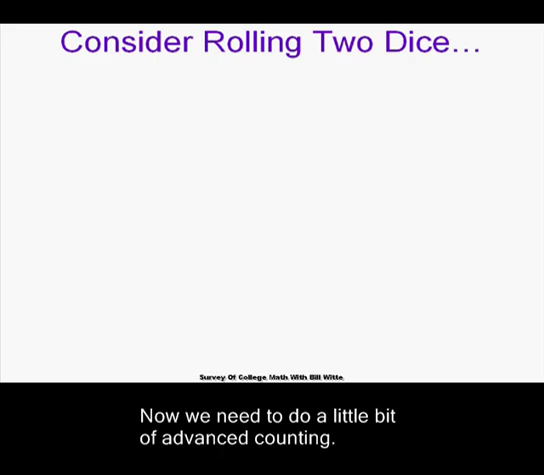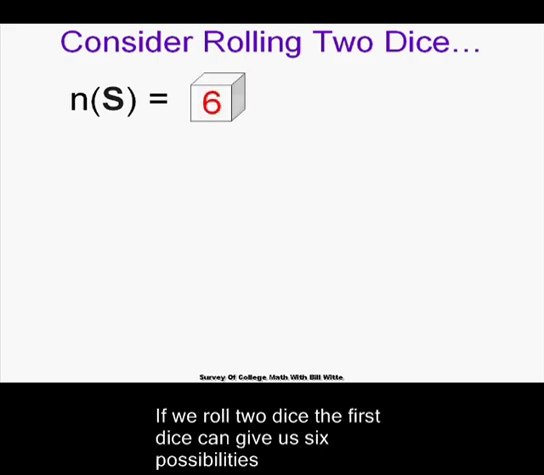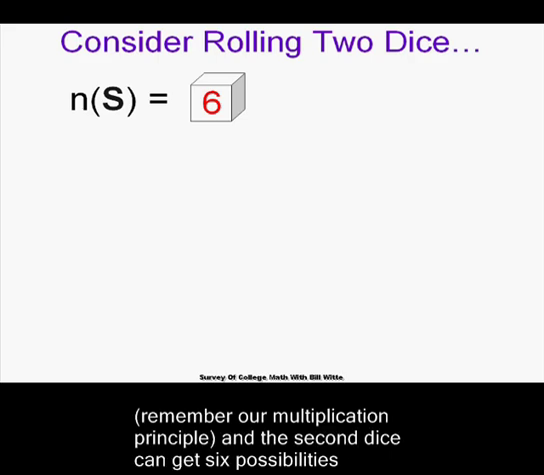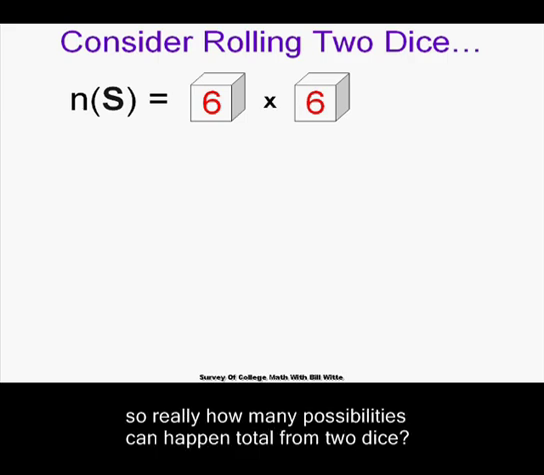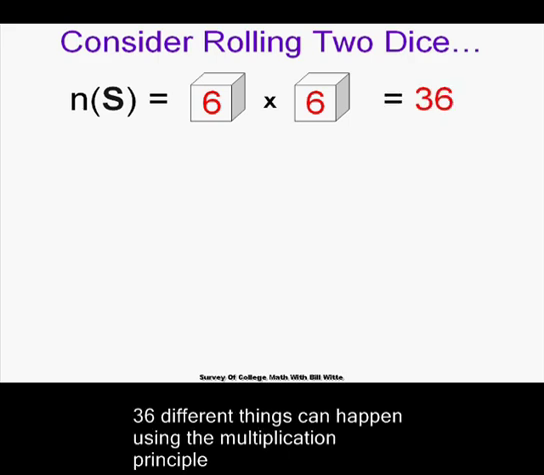Okay, let's get a little bit more difficult. Let's consider rolling 2 dice. Now we're going to start to get into some a little bit advanced counting. Okay, if we roll 2 dice, the first dice can give us 6 possibilities. And remember our multiplication principle. The second dice can give us 6 possibilities. So really, how many possibilities can happen total from 2 dice? 36 different things can happen using the multiplication principle that we learned in the counting section.